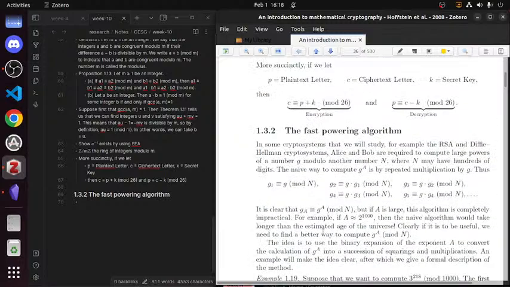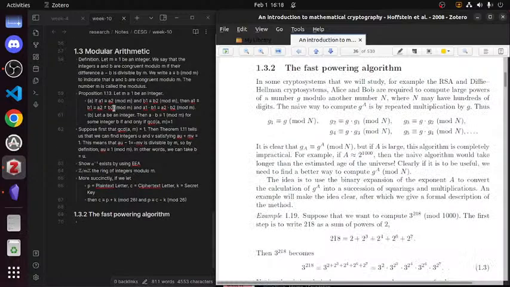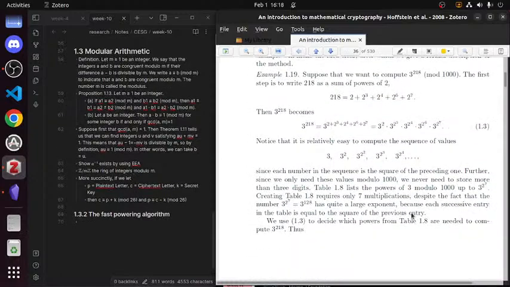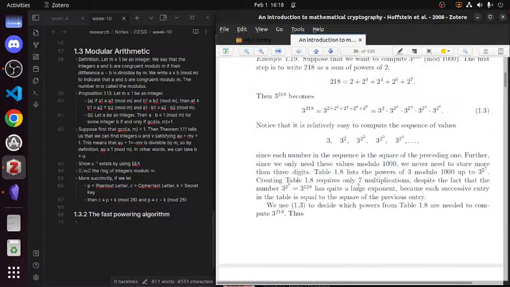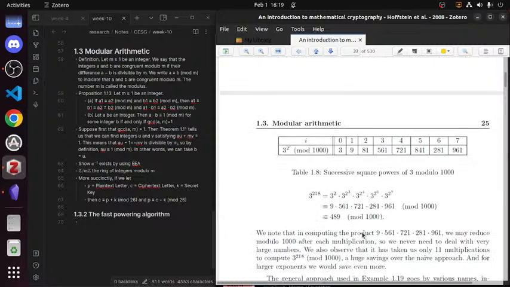We use 1.3 to decide which powers from table 1.8 are needed to compute 3 to the 218. So this is the table. This is the multiplications.